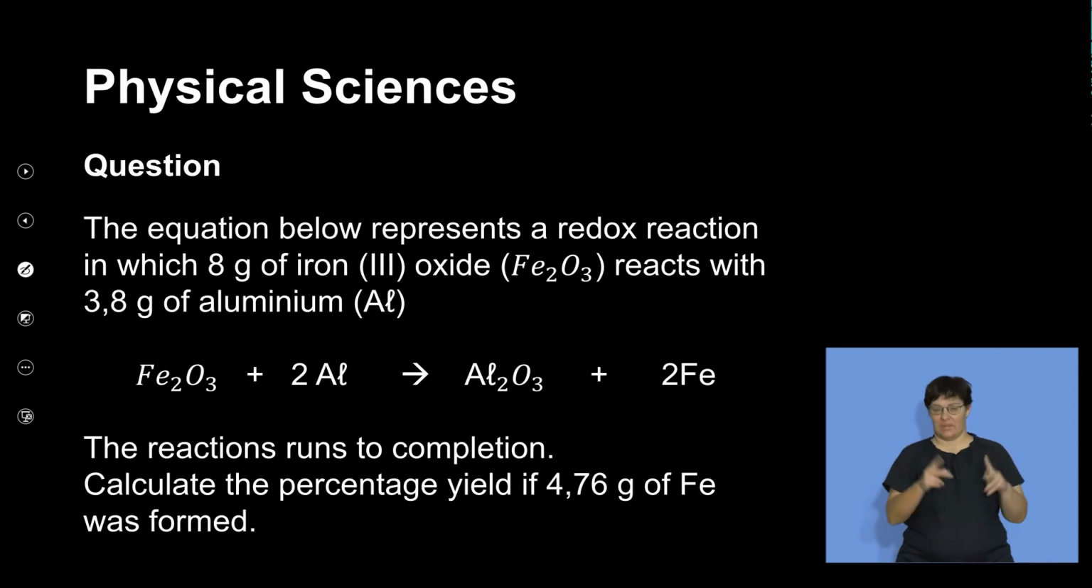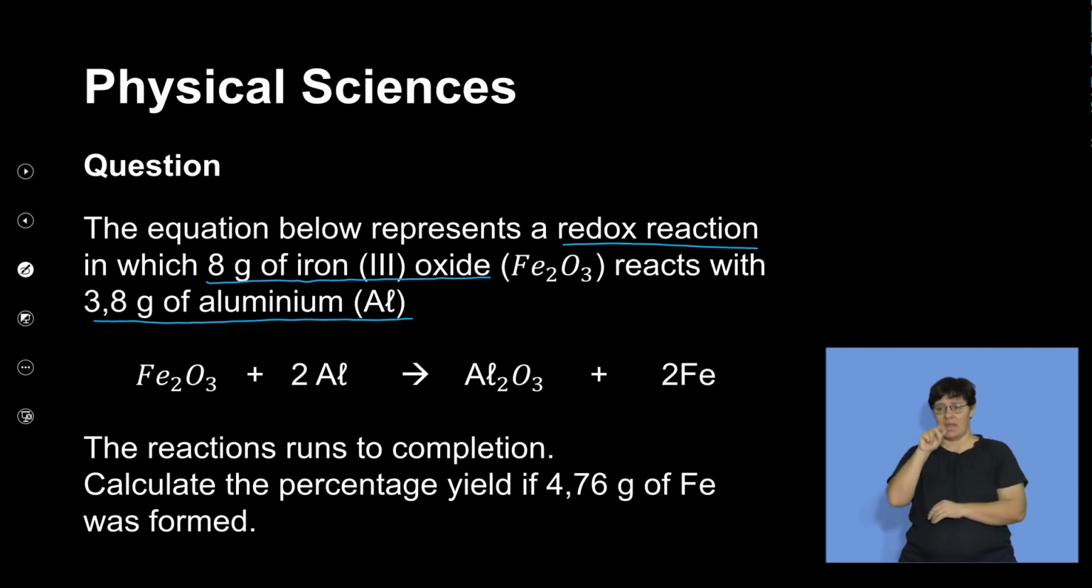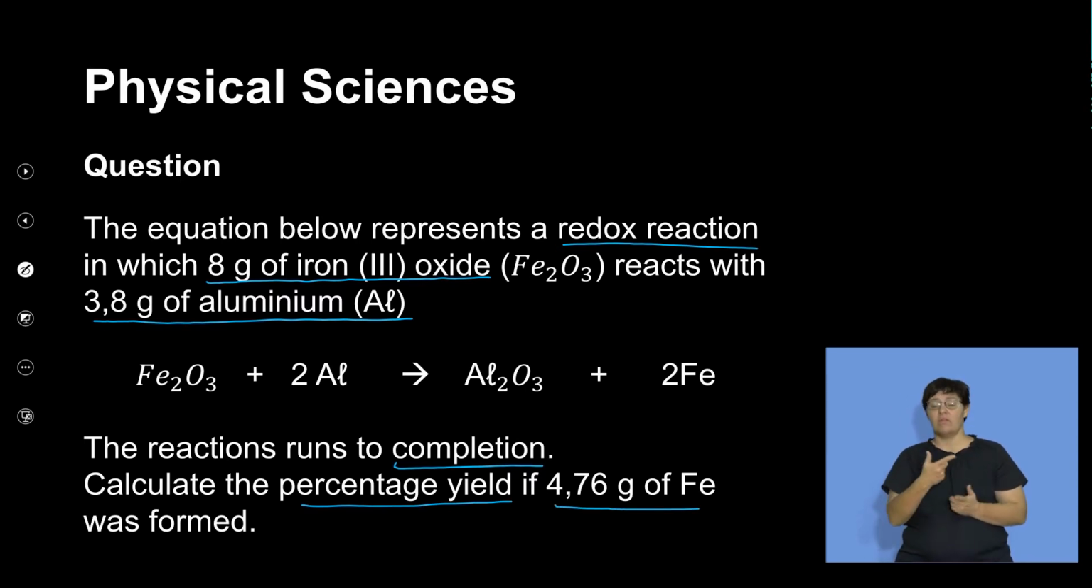In this question, the equation below represents a redox reaction that has a lot to do with the transfer of electrons. There is 8 grams of iron 3 oxide that reacts with 3.8 grams of aluminium according to the balanced equation of reaction. This reaction runs to completion. It means one of the two reactants gets used up, and then the reaction stops for that reason. We want to determine the percentage yield given that 4.76 grams of iron was formed.